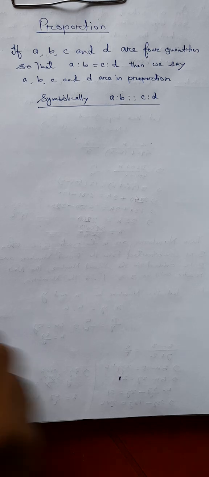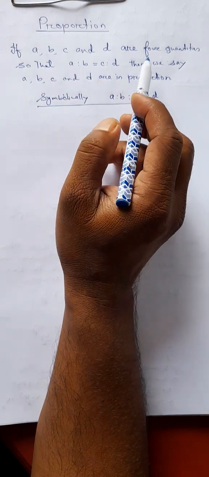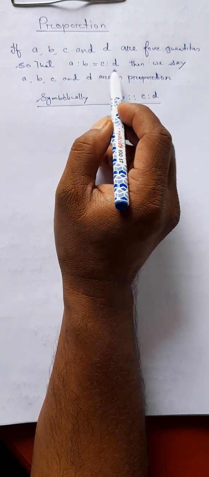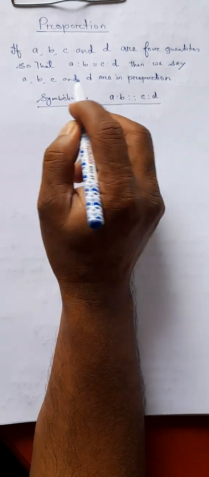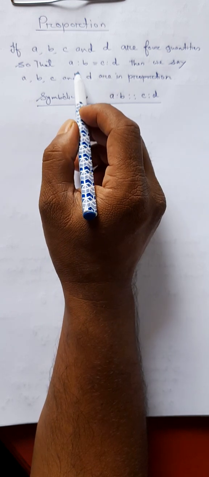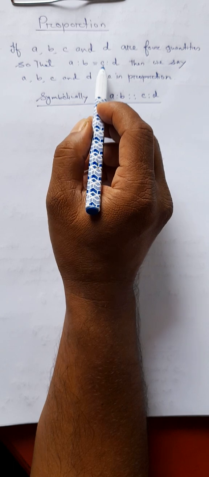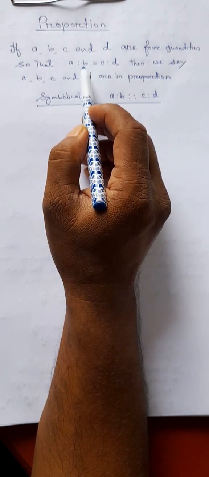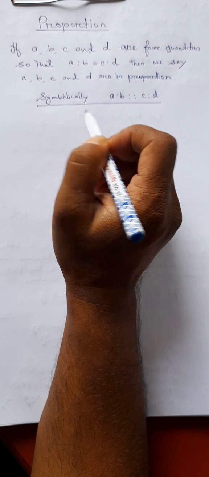Now, for example, if four quantities A, B, C and D are in a relationship such that A is to B equal to C is to D, then we say that they are in proportion. Four quantities are said to be in proportion if the ratio of the first to the second equals the ratio of the third to the fourth.